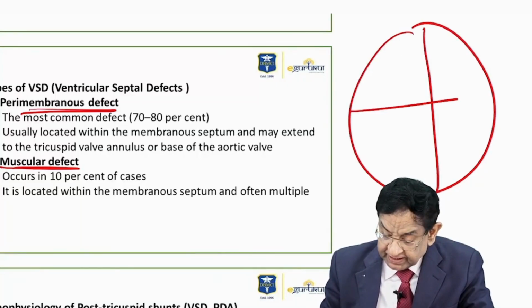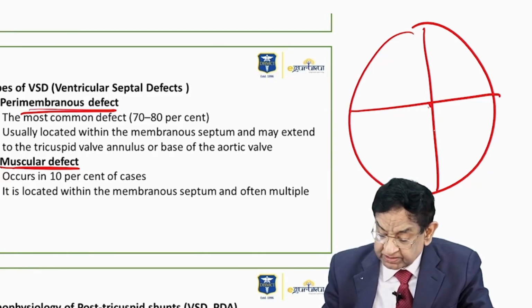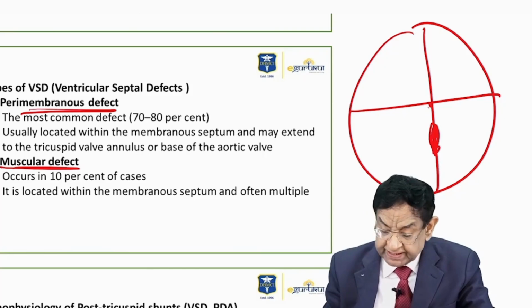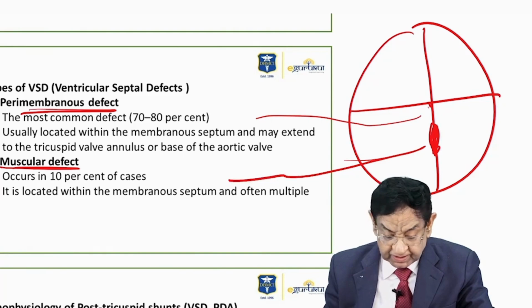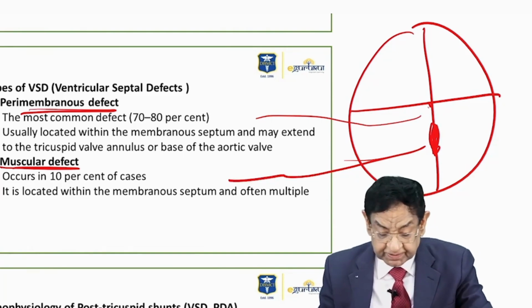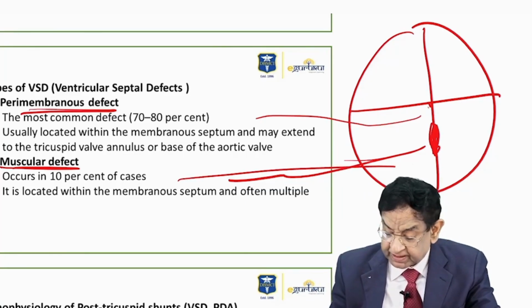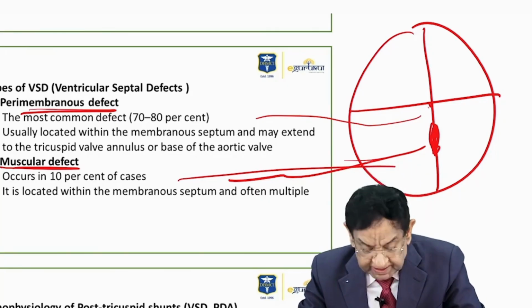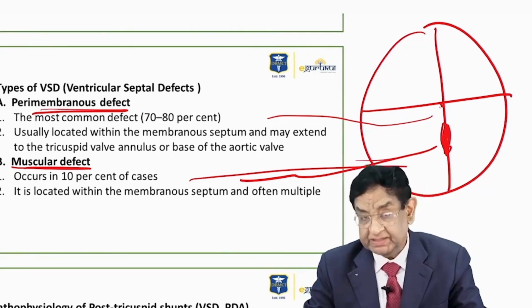This is the left interventricular septum. This part is muscular and some is membranous. About 70 to 80, maybe 90% of the problem occurs in the membranous part, and about 10 to 20% occurs in the muscular part. So the membranous part is affected more as compared to the musculature.